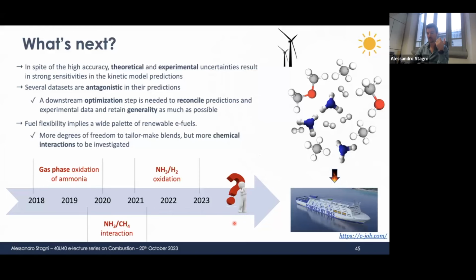Then on the other side, as you can say, ammonia and aromatics can also affect the formation of NOx, but for this interaction we have investigated less. We are mostly focusing on ammonia and aromatics for soot.